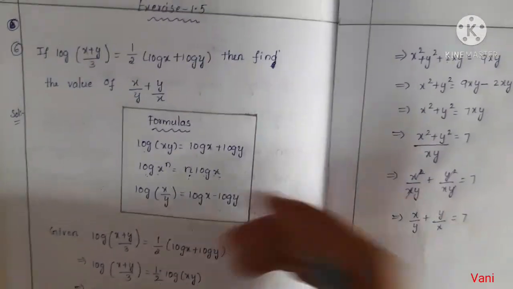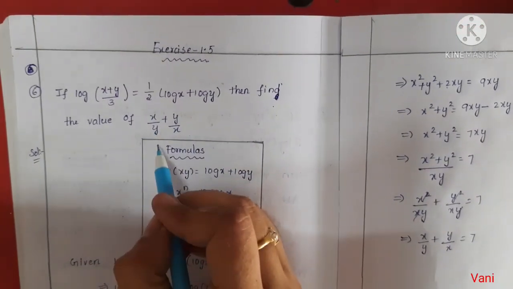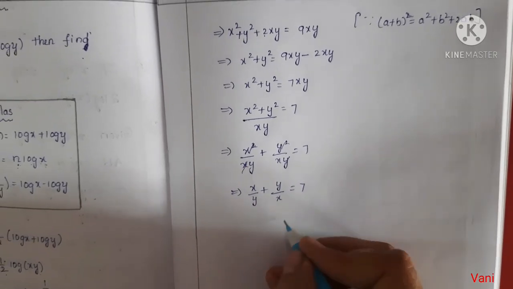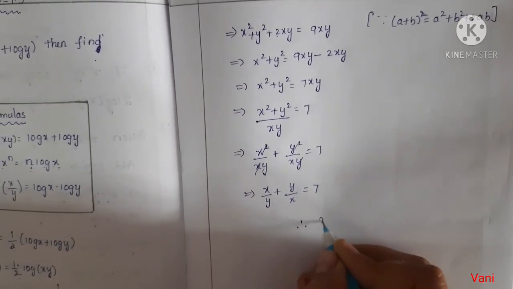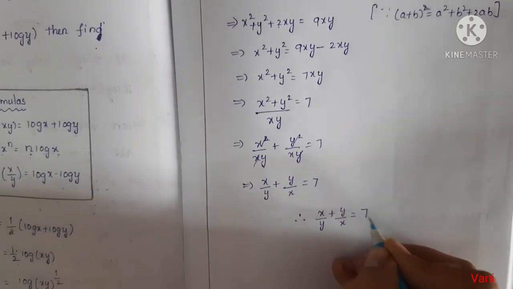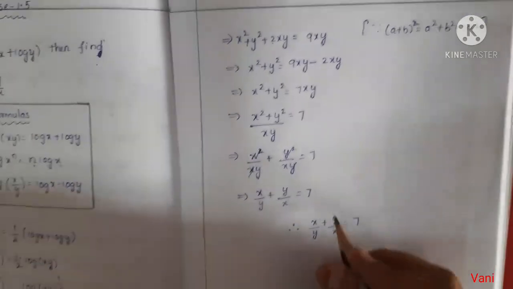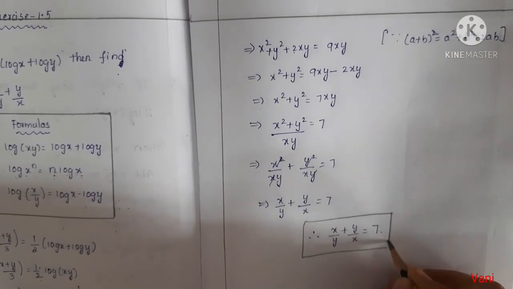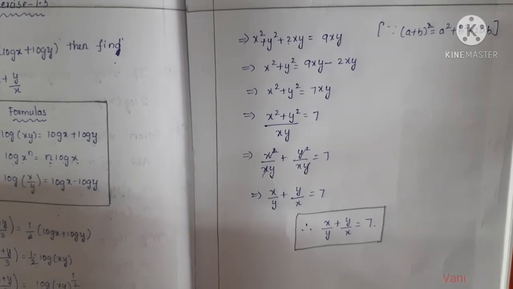So in the question, if you observe, they ask to find the value of x by y plus y by x. Here we got the value of x by y plus y by x as 7. So write as conclusion, x by y plus y by x is equal to 7. So you just keep it in the box. So the problem is completed. Thank you.